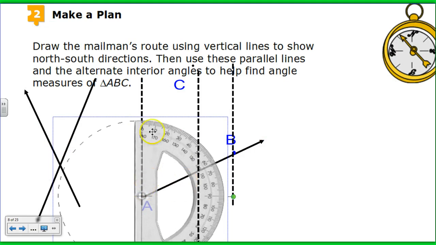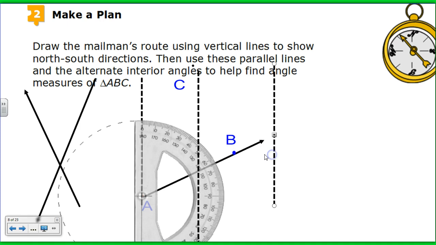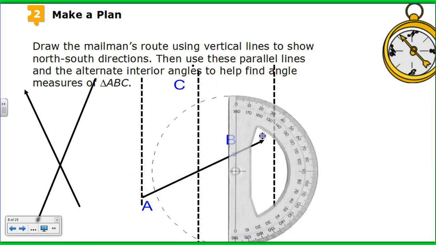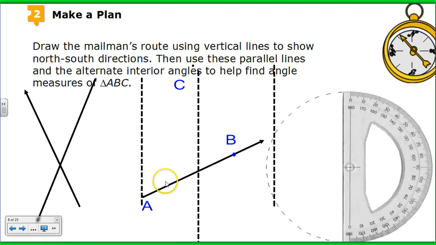Okay, so here we have facing due north from A, and we look at 0, 10, 20, 30, 40, 50, 60, and 65 degrees. So we bring that point B down a little bit, 65 degrees. And we then just pull that away and draw a ray from A straight out to B, through B.